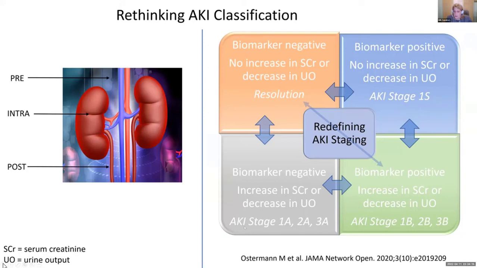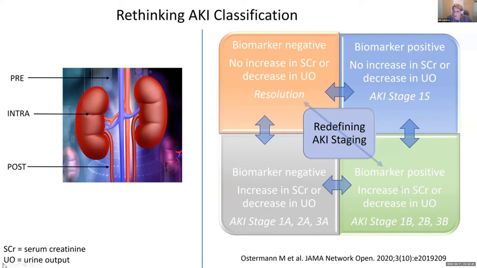So if you're familiar with the KDIGO guidelines, we've used the KDIGO guidelines here, but modified them slightly to now include 1S, 1A, 2A, and 3A. And then if the patient's damage biomarker positive plus functional biomarker positive, with an increase in their serum creatinine or decrease in their urine output, they'd be AKI stage 1B, 2B, and 3B. Okay, it's important to note the arrows that go between them.